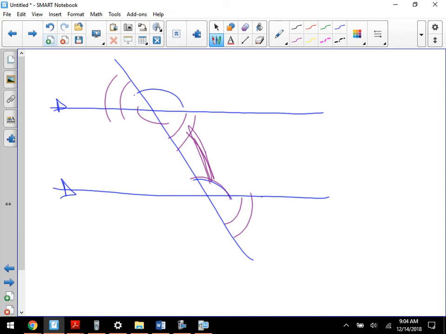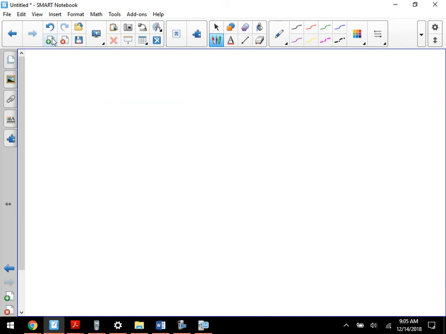Consecutive interior, if they were parallel, were what? Were they the same or different? Actually, could they be the same? They could be the same, but what do they always add up to equal? 180. Yeah. Same side inside, consecutive interior always be 180. Okay. So as you're going through this big old diagram here, you had two sets of parallel.